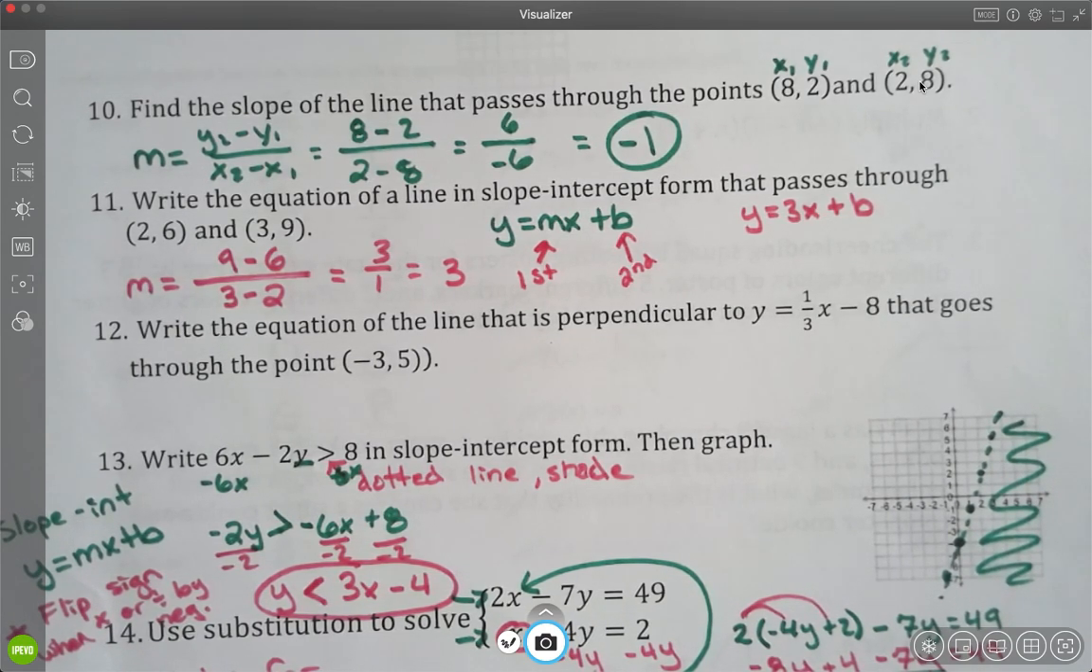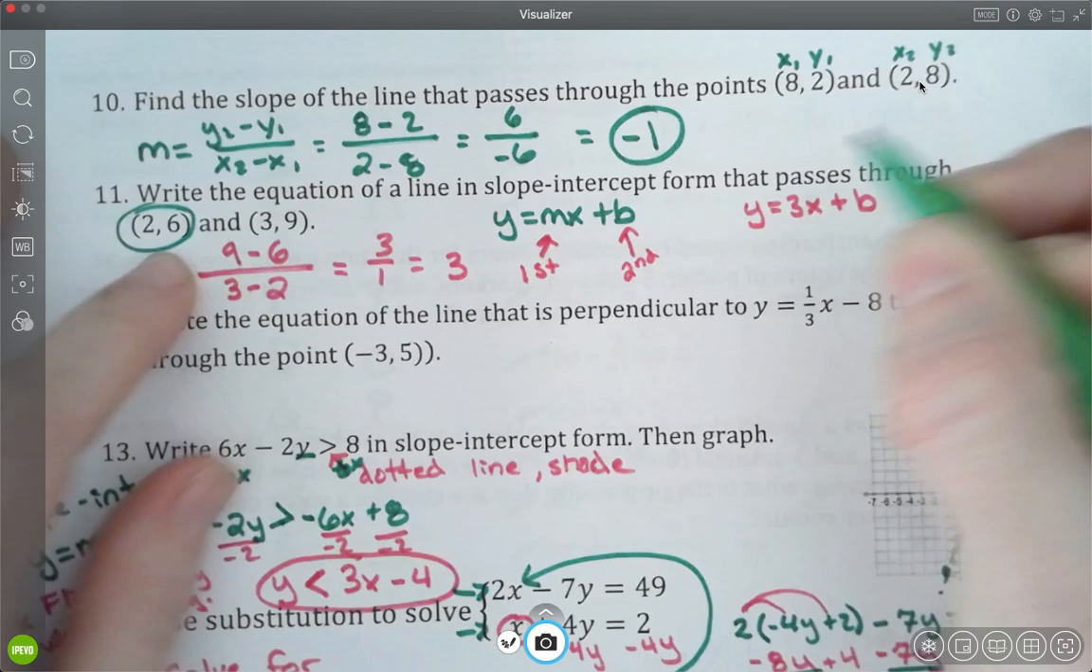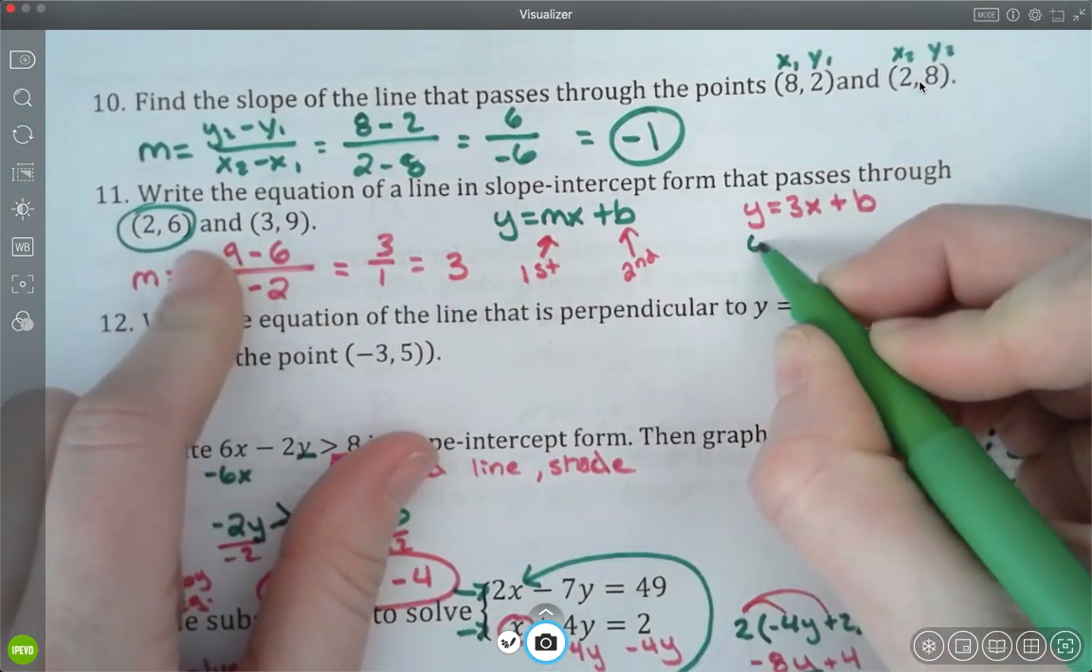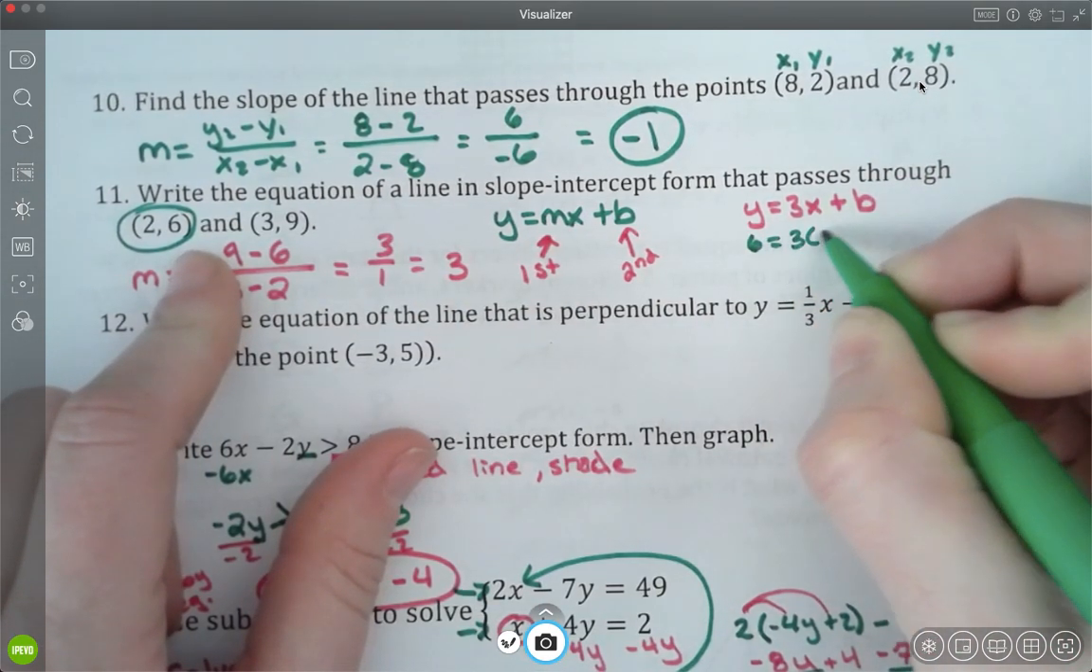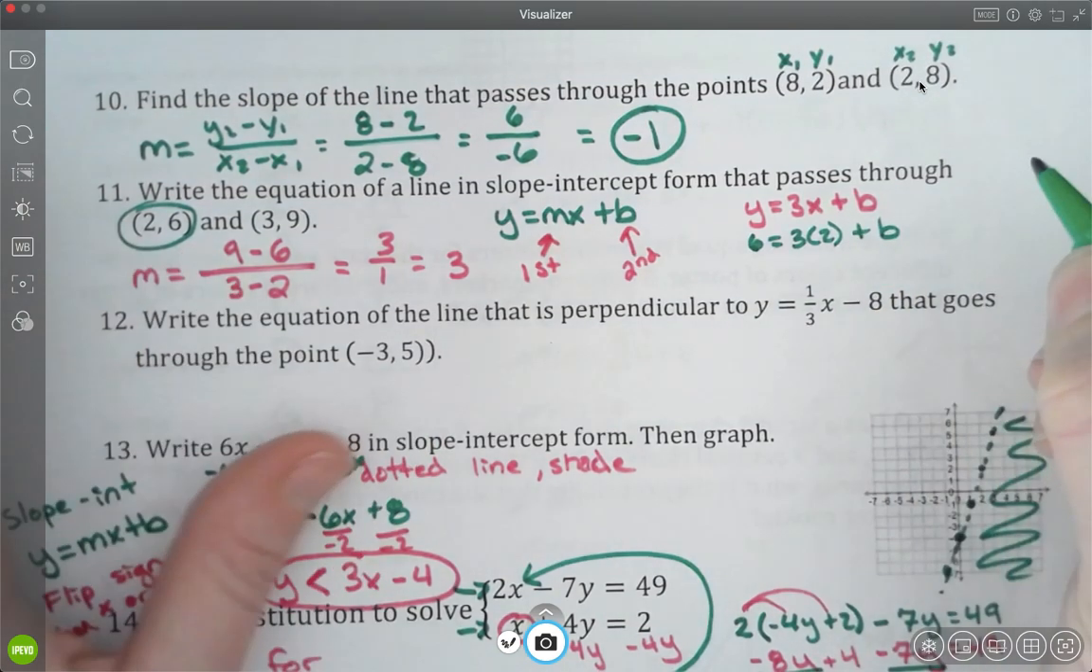It's just one of the points. You either use 2, 6 or you use 3, 9. Okay, you want to do 2, 6? It doesn't matter which one you use. So 6 has to go in for y, and 2 goes in for x, right?